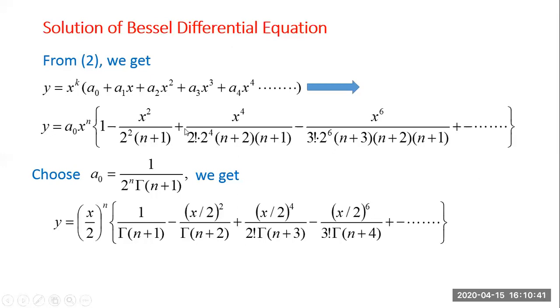Then from third term, x power 4 by 2 power 4, I write this as x by 2 to the power 4, 2 factorial as it is. So we get n plus 2, n plus 1 and this gamma n plus 1. So n plus 1 gamma n plus 1 is gamma n plus 2 and n plus 2 gamma n plus 2 becomes gamma of n plus 3. Similarly, from this term we get x power 6 by 2 power 6 is x by 2 to the power 6, 3 factorial as it is. So n plus 3, n plus 2, n plus 1 into gamma n plus 1 becomes gamma of n plus 4 and so on.